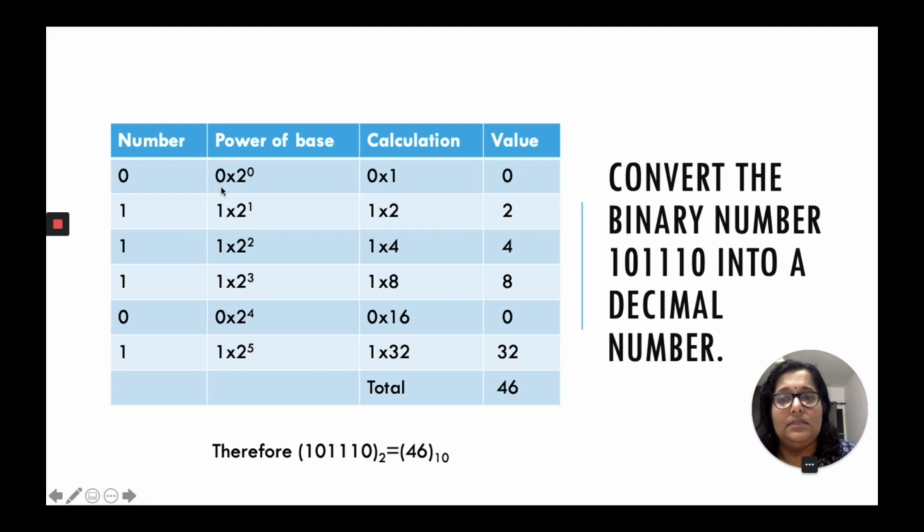So the first one is 0 multiplied by 2 raised to 0. So 0 into 1 will give you 0. The second one is 1 into 2 raised to 1. In 2 raised to 1, anything raised to 1 is the same number. So you get 1 into 2, that is equal to 2. The next one is 1 into 2 raised to 2 or 2 squared. 2 raised to 2 is 2 into 2. So that is 4. You know that 2 into 2 is 4, right? 1 into 4, that will give you 4.